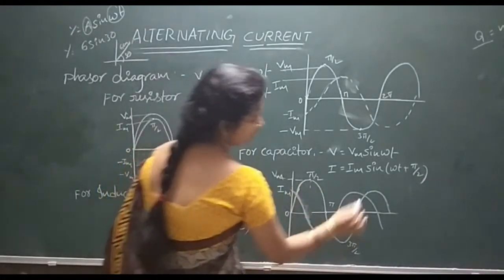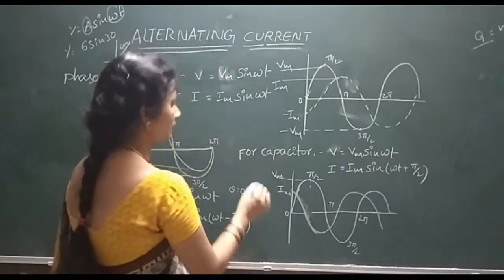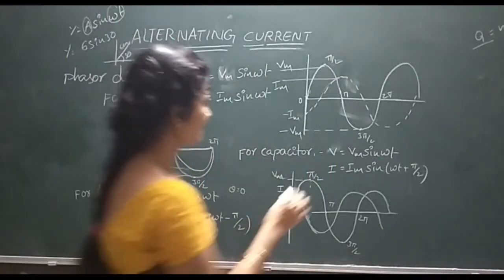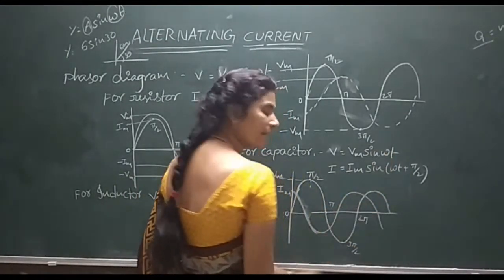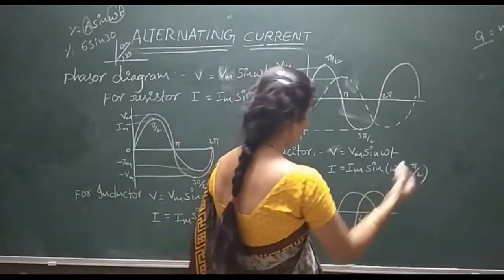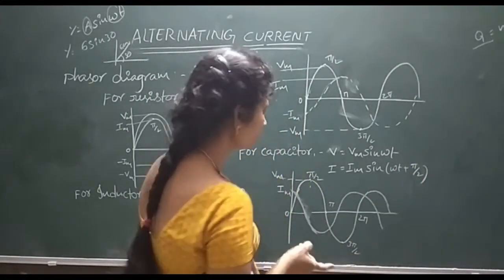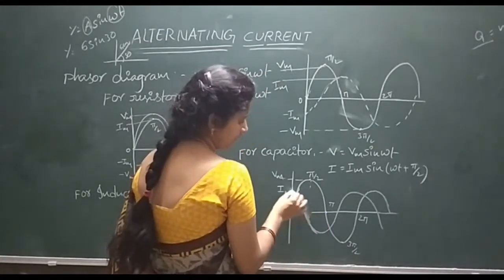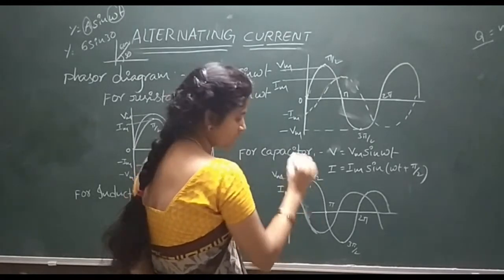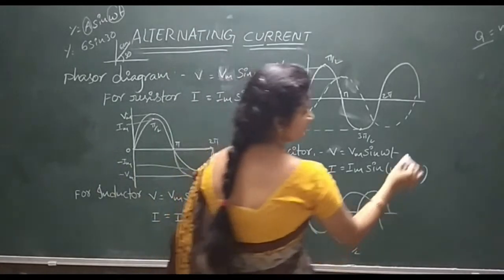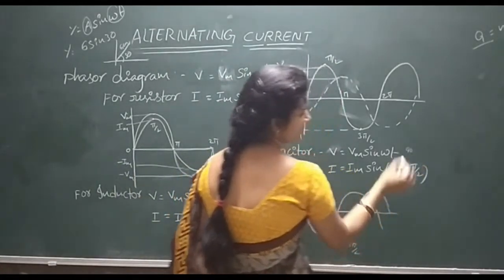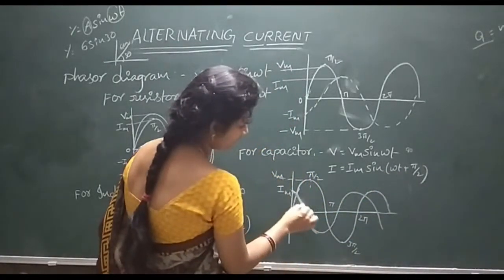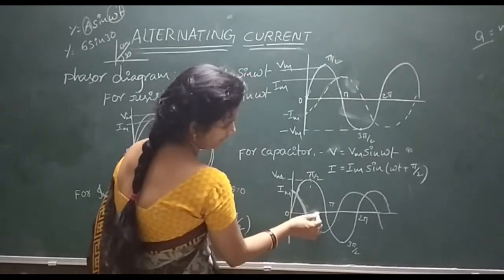So we know that it is the same as before. But what about current, Im sin(omega t plus pi by 2)? Suppose omega t is 0, then what will happen? 0 plus pi by 2, that is nothing but pi by 2. Sin 90 is 1, the maximum value, so it will be here on the positive axis. After that, suppose omega t is 90, plus 90 is 180. Sin 180 is 0, so that's why it will be here.